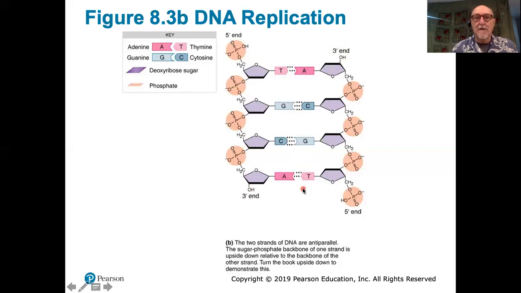I'll just point out one thing. These little dotted lines here tell you how many hydrogen bonds can be made. First of all, we are always matching T to A, purine to pyrimidine, right? T to A bonds with 2 hydrogen bonds. G to C, again purine pyrimidine, always match across the middle, and we'd have 3 bonds there.